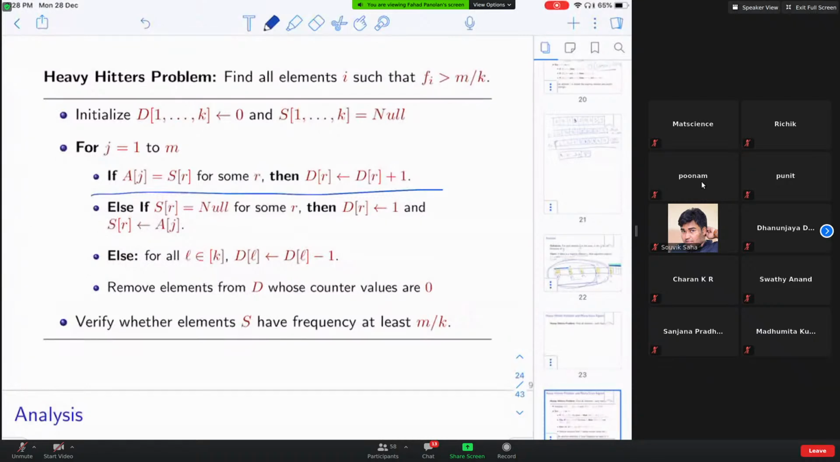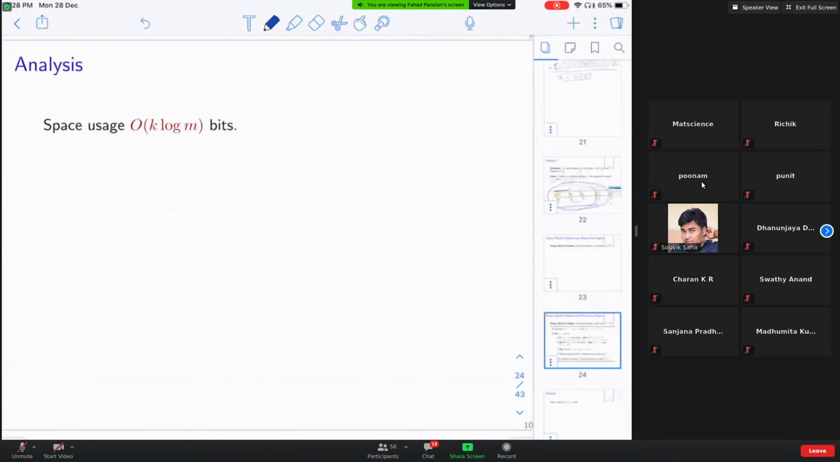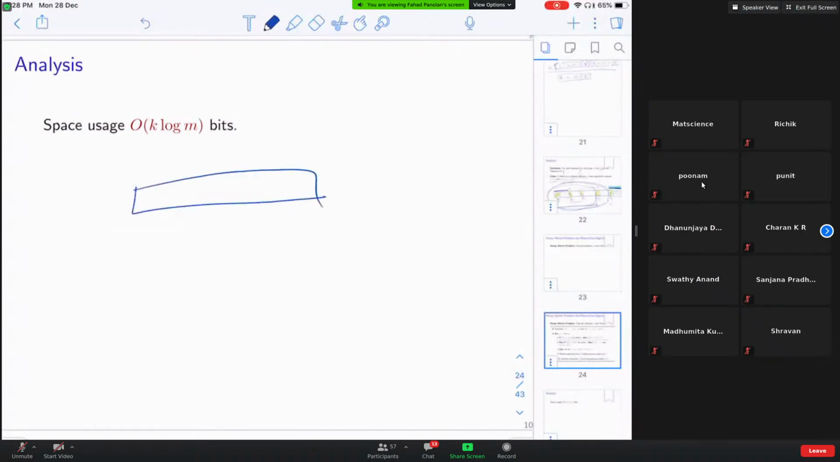Okay, maybe let me explain with an example. Say k equal to 2, and the stream is 2, 2, 1, 3, 3.